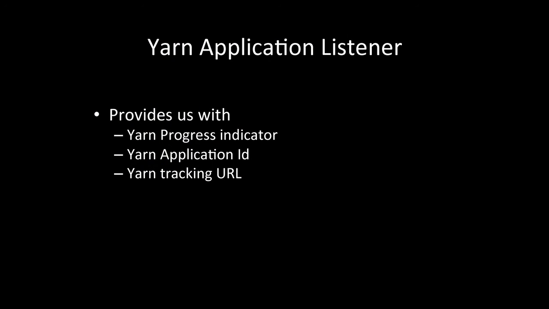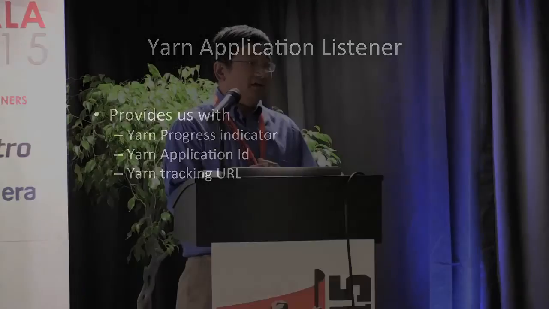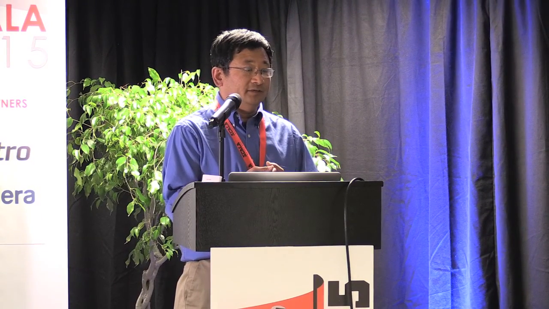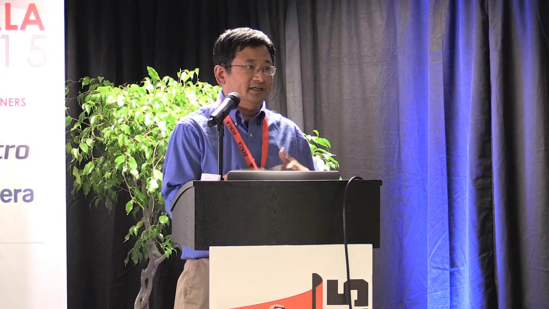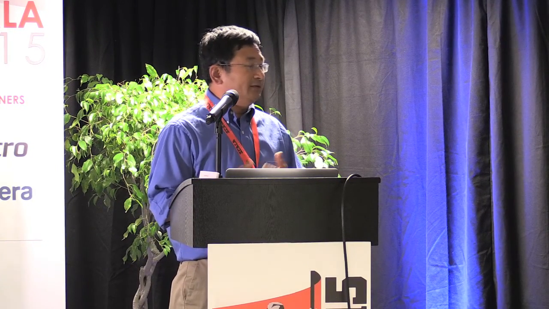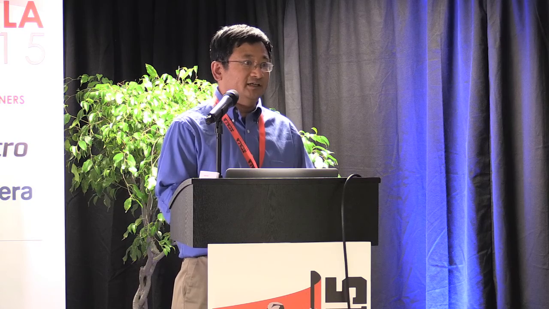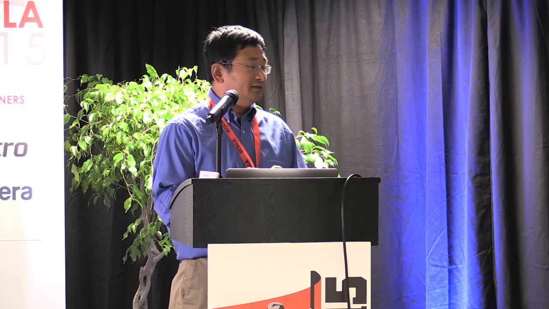So this is the first part. Adding the Yarn application listener essentially gives us something like this. First, it gave me a Yarn progress indicator, so it tells me you've got 0%, 10%. It also gave me an application ID, which I, in turn, can use to stop the jobs. And the third one gave a Yarn application tracking URI.